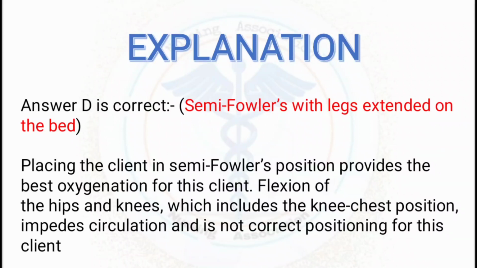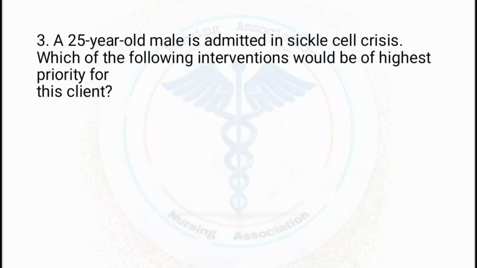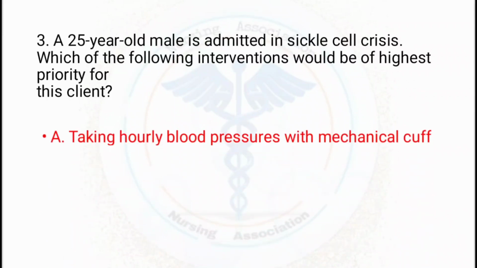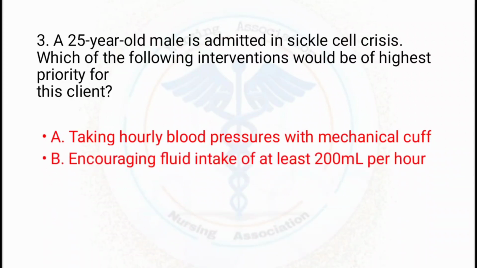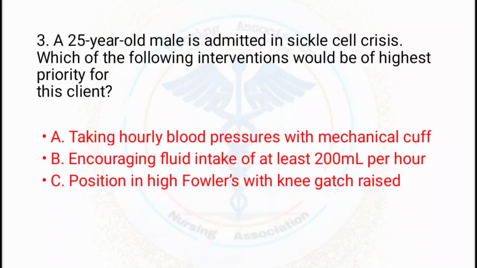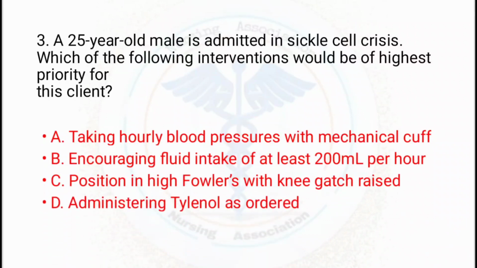Now, number 3. A 25-year-old male is admitted in sickle cell crisis. Which of the following interventions would be the highest priority for this client? A. Taking hourly blood pressure with a mechanical cuff. B. Encouraging fluid intake of at least 200 ml per hour. C. Position in high Fowler's with the knee gatch raised. And D. Administering Tylenol as ordered.